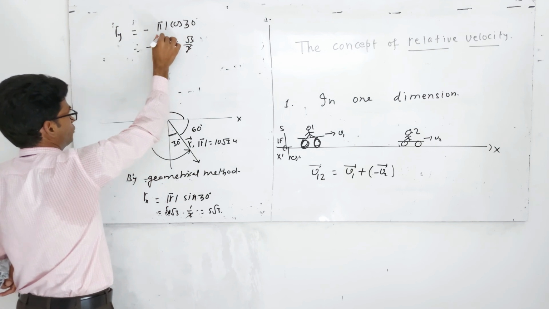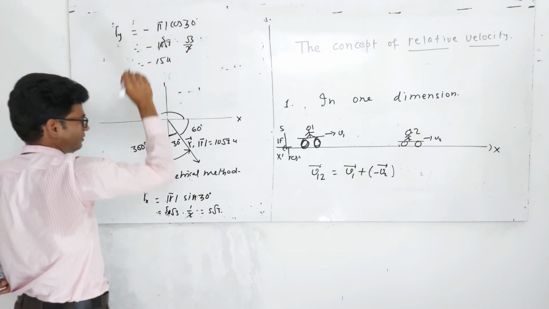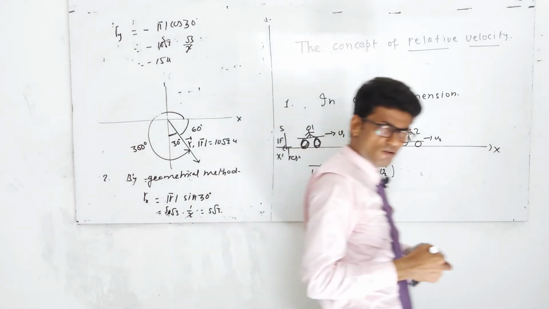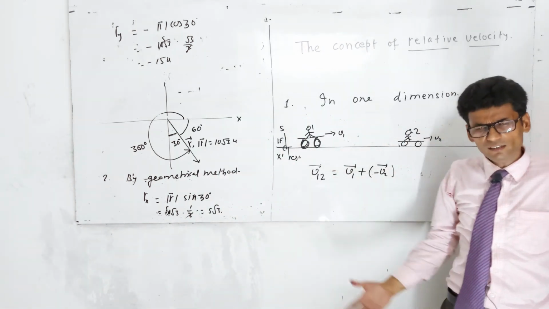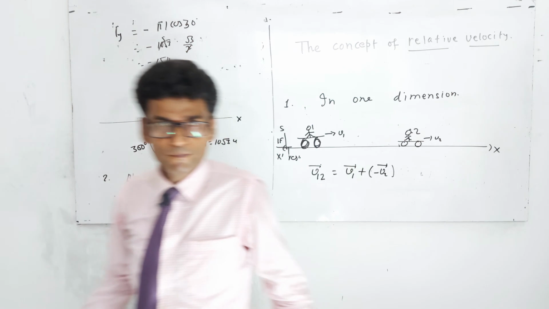Cut it here, 5 root 3 times root 3 is minus 15 unit. The answer will be the same. Why not? Of course, because the methods are different, so the answer will be the same.